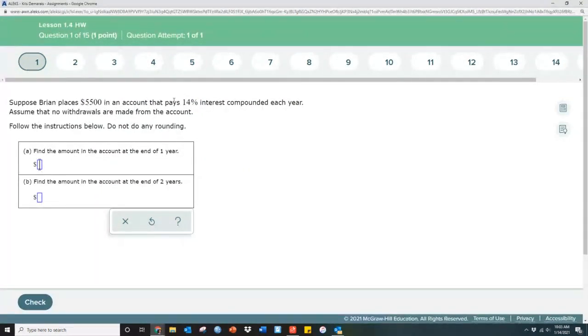Okay. Here it says, suppose Brian places $5,500 into an account that pays 14% interest compounded each year. Assume no withdrawals are made in the account. Follow the instructions below. Do not do any rounding. Find the amount of the account after 1 year. So this is interest compounded. Compounding isn't going to be affected if it's only in 1 year, because remember, it needs the prior year to make a difference. So we have this plus the 14%.